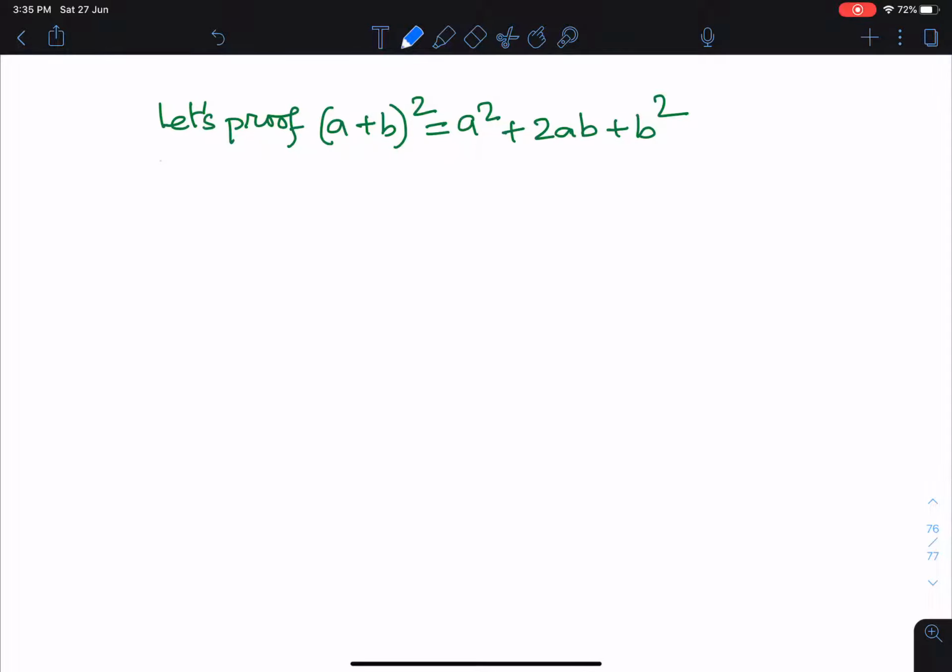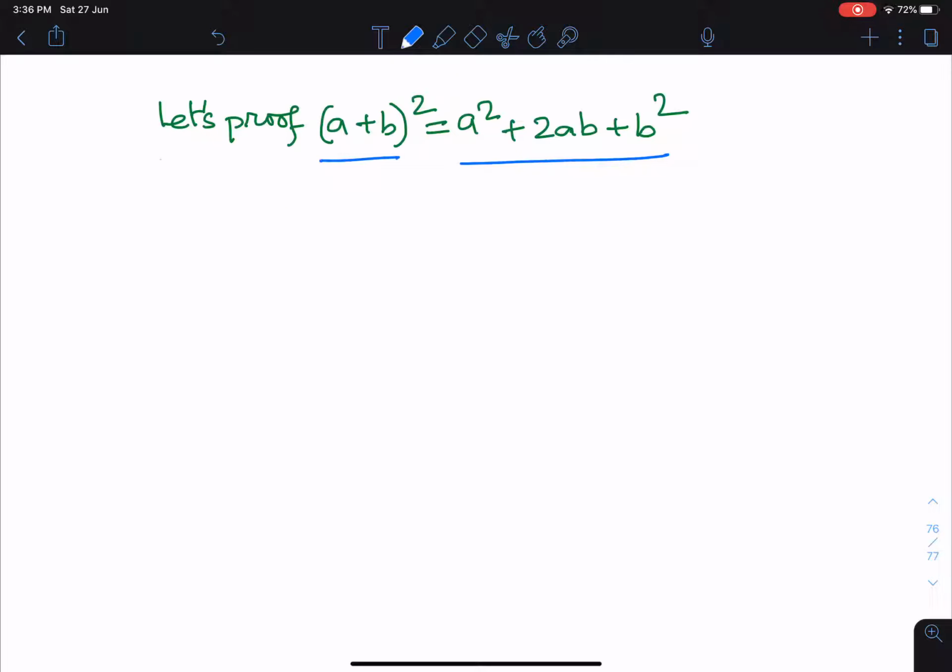Hello everyone, let's prove (a + b) whole square is equal to a square plus 2ab plus b square. Now we all know this formula, right? But in this lecture we are going to see how to prove it. For this we need to know two things.